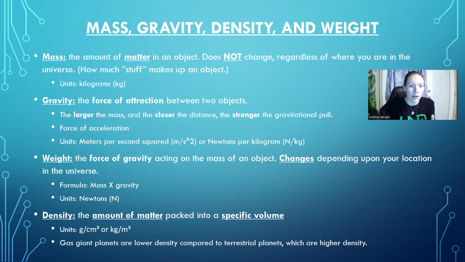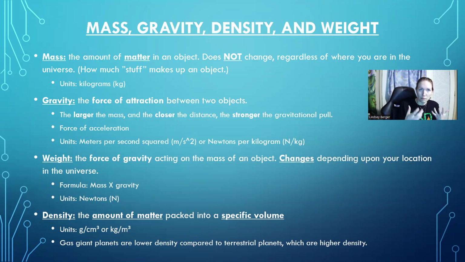Okay. So gravity, remember, the formal definition is the force of attraction between two objects: the Earth and the sun, the moon and the Earth, you and the ground. Generally speaking, the larger the mass, so the more stuff there is, the more atoms and molecules, and the closer the distance between those two objects, the more of a pull there is. It's also a force of acceleration.